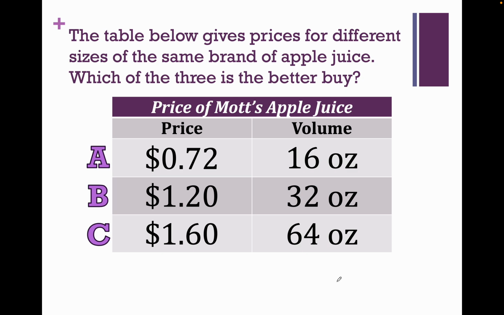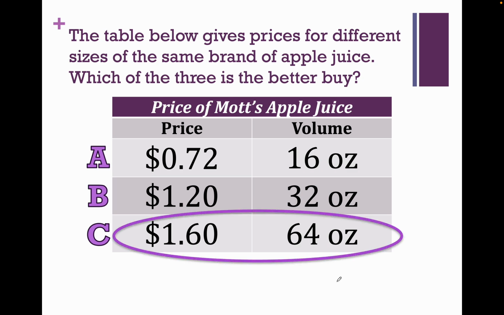For this one, the best deal is option C, $1.60 for 64 ounces. If you calculated the dollars per ounce, you would be looking for the smallest amount per ounce. If you calculated ounces per dollar, you would be looking for the biggest amount of ounces per dollar.